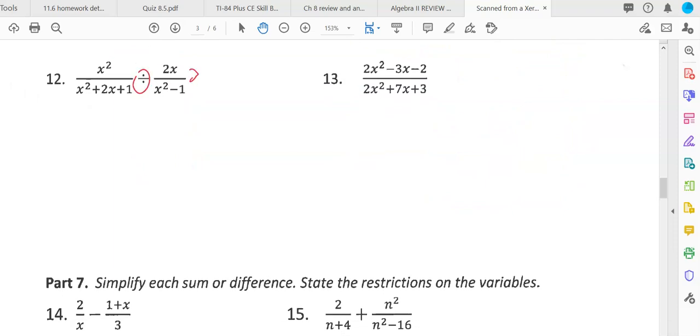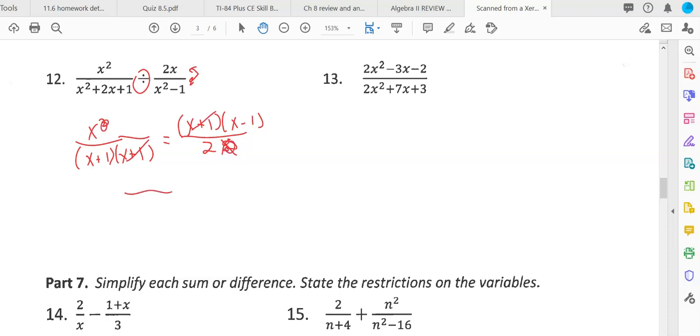Don't forget this is division, so you're going to flip this guy. So we get x squared over x plus 1 times x plus 1 equals x plus 1 times x minus 1 over 2x. So we get, or times, why did I say it's a times sign? I flipped it, right? So it becomes a multiplication sign right there. Sorry, x times x minus 1 over x plus 1, and that's being multiplied by 2, I believe. If they ask for restrictions, x can't be 1 or -1 or -2.